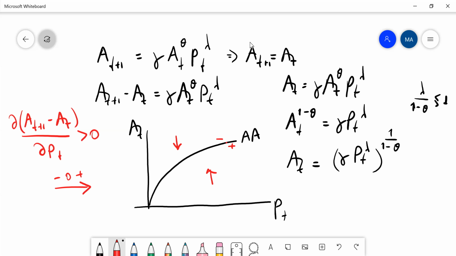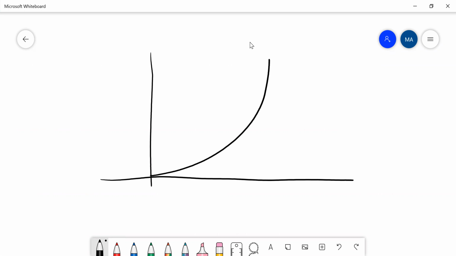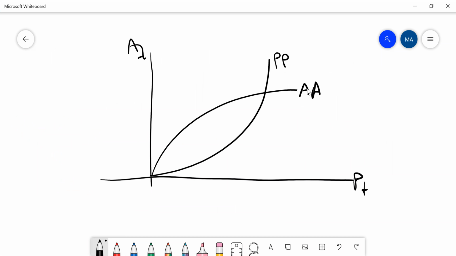So if you merge these two graphs, you have this, right? So you have the PP locus, so this is P_t, and this is A_t, and you have the AA locus. Okay, so for P, now we have 4 regions, right? Region 1, region 2, region 3, region 4.